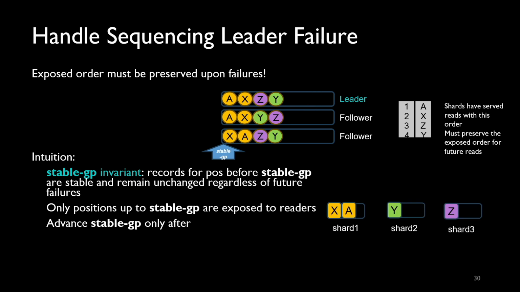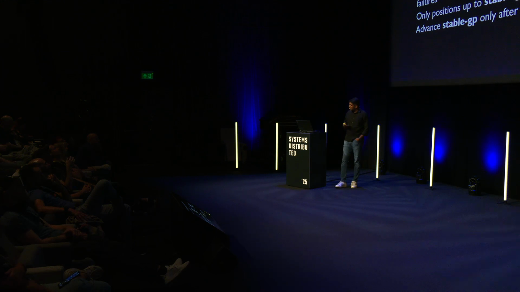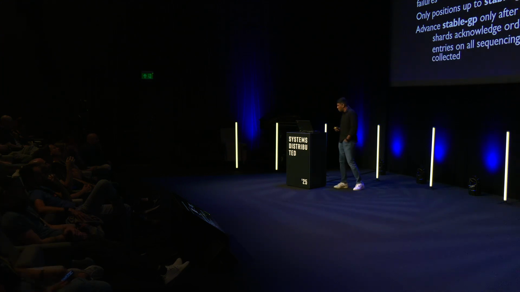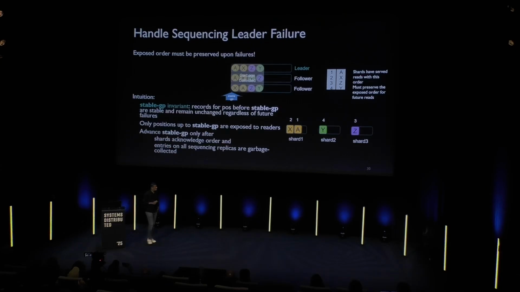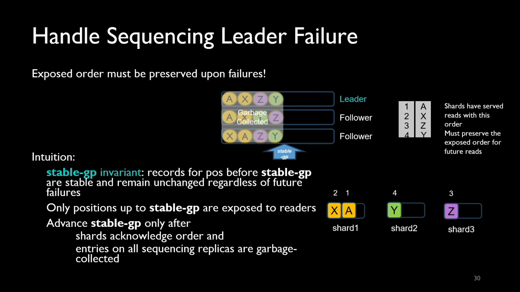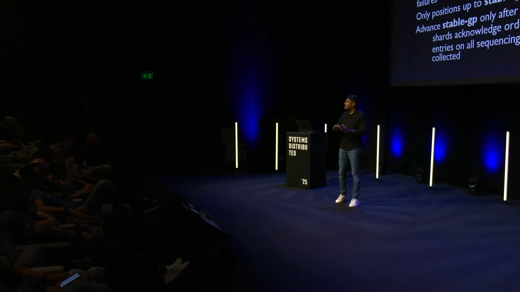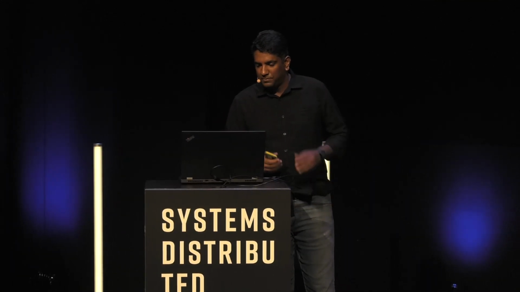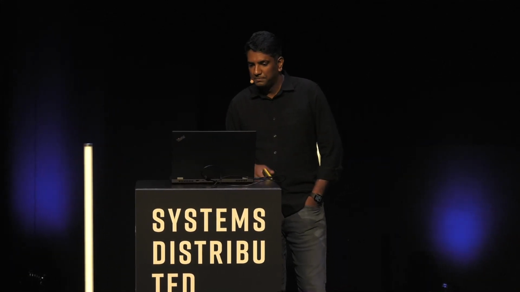So when can you advance the stable GP is the question now, right? The stable GP can be advanced only after the leader has disseminated this ordering information to the shards and the corresponding metadata entries in the sequencing layer have been garbage collected. Once you have advanced the stable GP, the system guarantees that anything before the stable GP is all stable, so you can expose all sorts of order before that point. But anything after the stable GP is kind of unconfirmed. You cannot expose that order. And that is the safety invariant in the system.